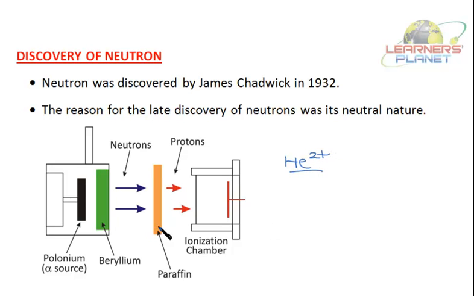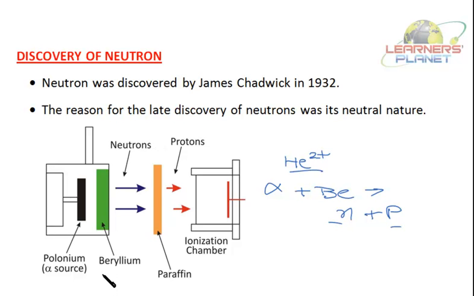Now these alpha particles are produced by this radioactive source. When they strike beryllium, neutrons are ejected out. See, alpha particles, when they strike beryllium, eject the neutrons and the protons. Now these neutrons pass through the paraffin, and the protons also, right? The protons produce some ionization in this ionization chamber. So the neutrons were discovered by using beryllium.